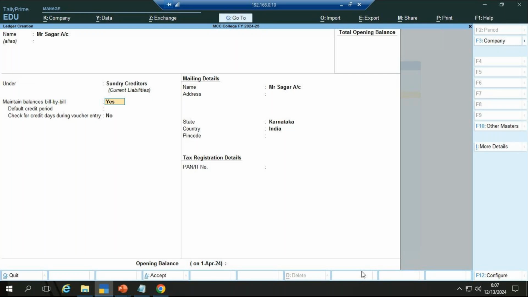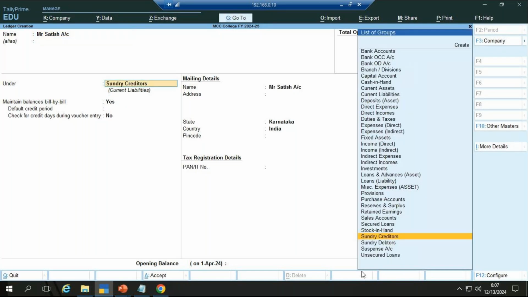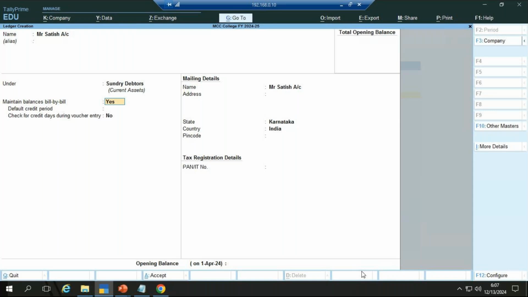Fine then. I'll use Control A. Mr. Satish account comes under sundry debtors. Save it.